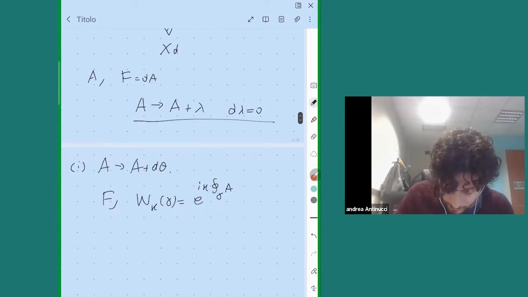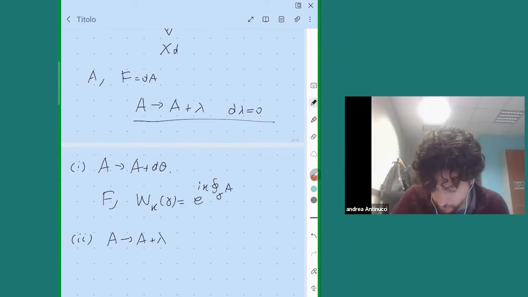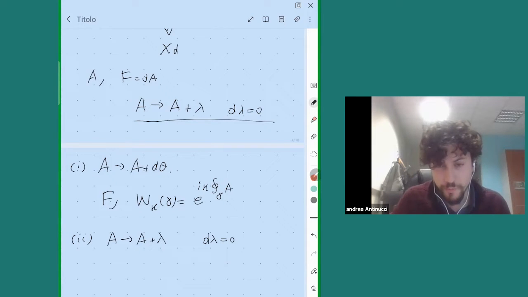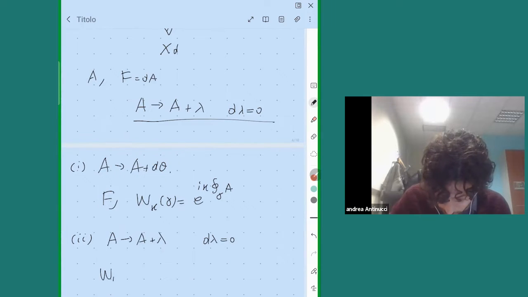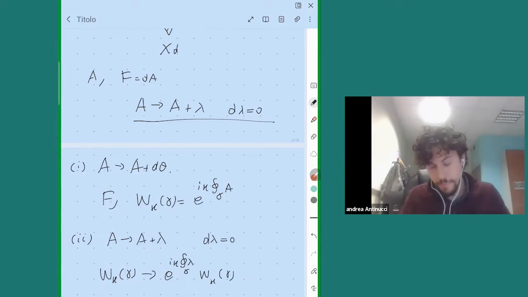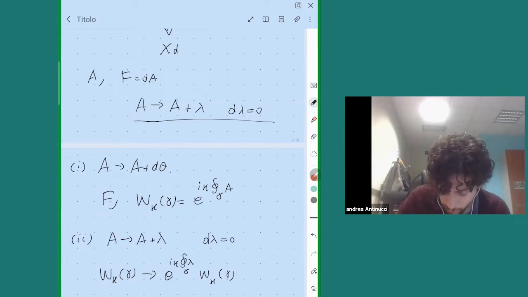But now, if instead I take A going to A plus λ, where λ is closed but not exact, then F, of course, is invariant, but the Wilson line is not. The Wilson line will transform by a phase, which is the integral of λ over this curve. Okay? So in general, this is a global symmetry. There is no local operator which is charged under this symmetry, but there are line operators which are charged under it. So this is what is called the one-form symmetry.